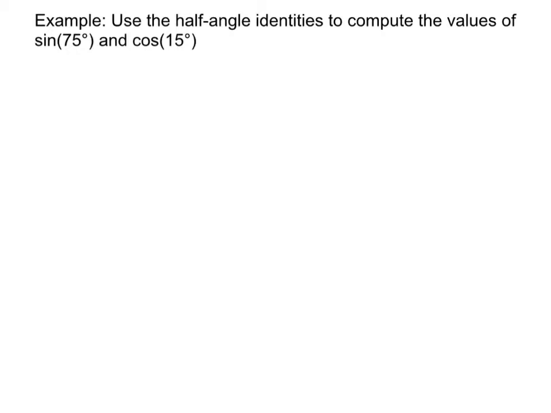So with all that said, I've got an example here. I want us to use the half-angle identities to compute the values of the sine of 75 degrees and the cosine of 15 degrees. We've done these problems numerous times. I just wanted you guys to get a chance to use the half-angle identities to actually do that. So our half-angle identity for sine says that the sine of theta over 2 is equal to plus or minus the square root of 1 minus the cosine of theta all over 2.